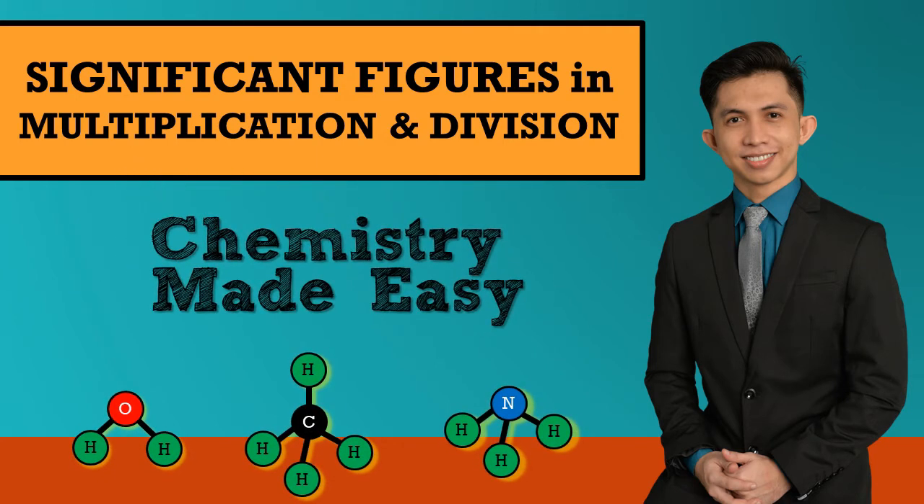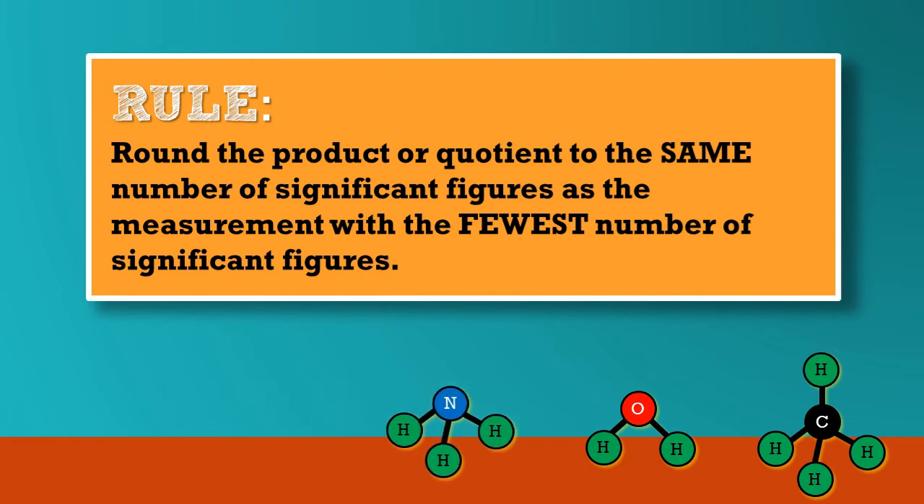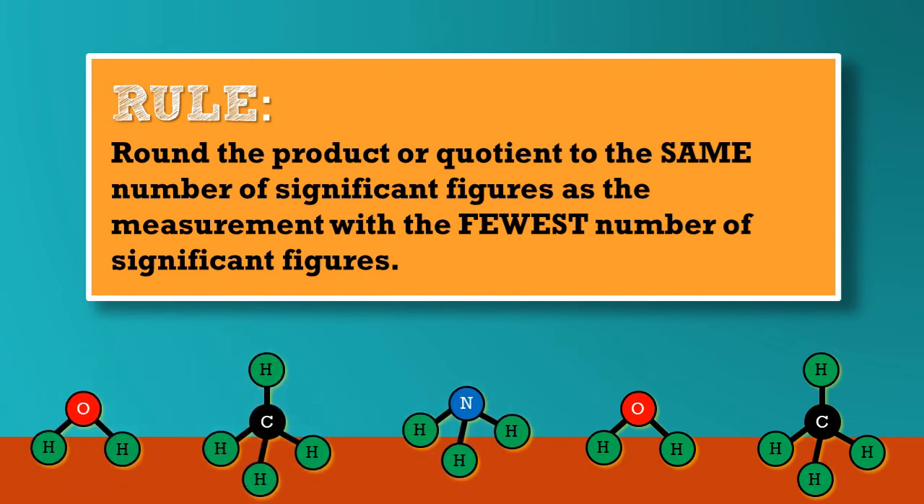Today, we will learn the rule for significant figures in multiplication and division. So let's begin. Multiplication and division have the same rules. The rule states that we need to round the product or quotient to the same number of significant figures as the measurement with the fewest number of significant figures. This means that the number of significant figures in the final answer is based on the original measurement that has the fewest number of significant figures.